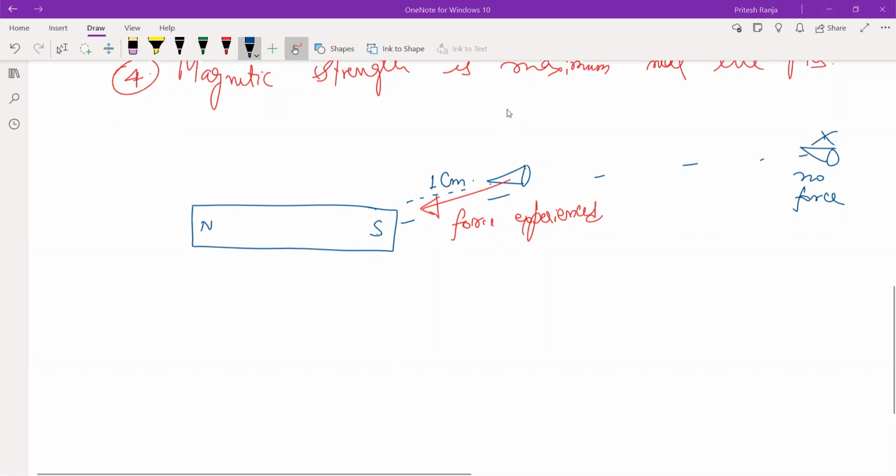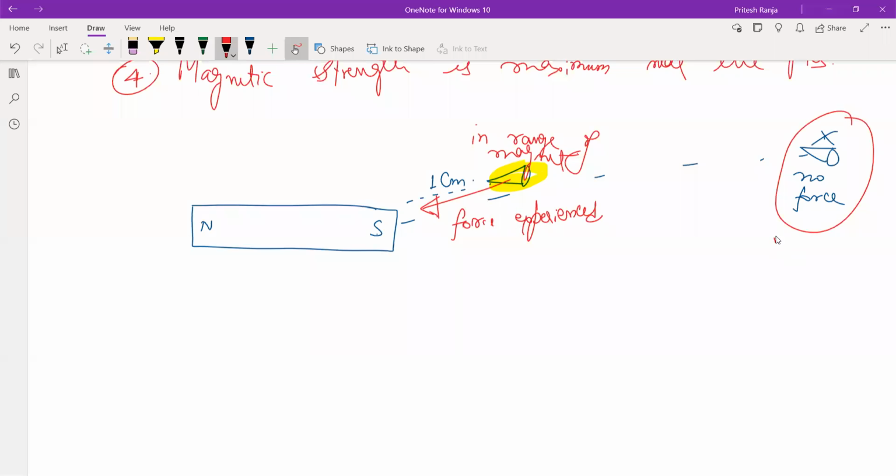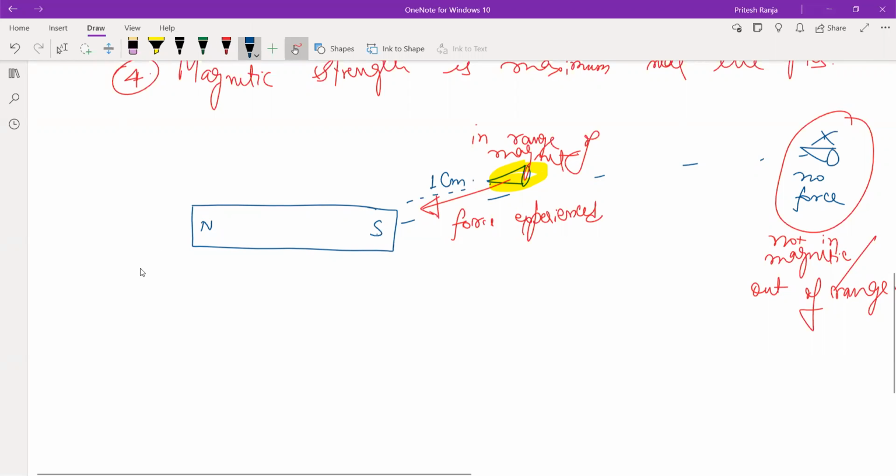So what we can say is that this iron nail is in the range of the magnet. That's why it is experiencing the magnetic effect. Whereas on the other hand, this we can say it is not in the magnetic range, or it is out of range. So the range around a magnet, we call that magnetic field. So what is magnetic field?